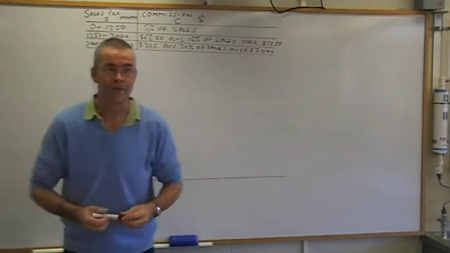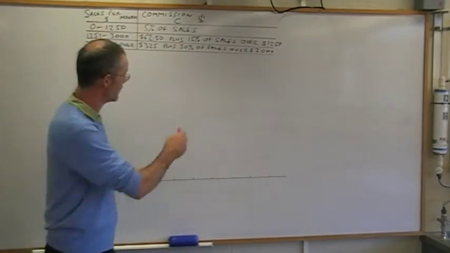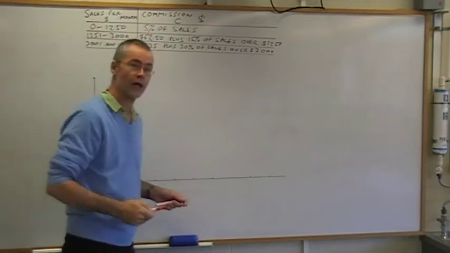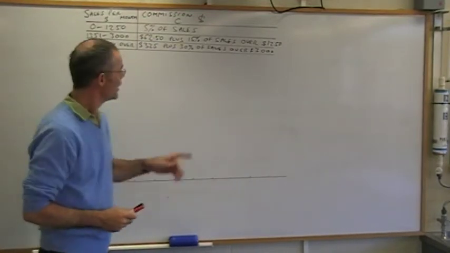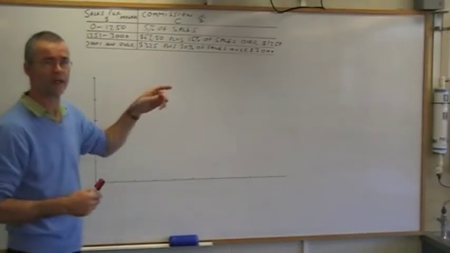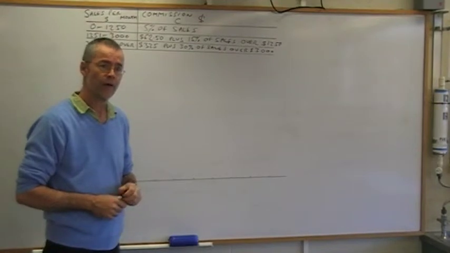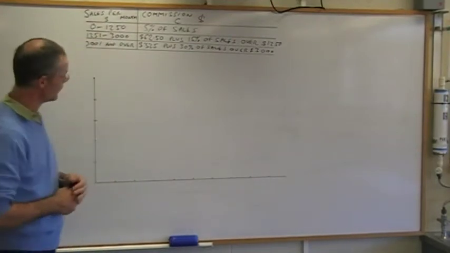Hello again. I'm going to draw one of those tax graphs where you get hits that start off and go up and up and up in straight line segments. This one I've got here is sales per monthly commission, but it's the same as that tax graph in its shape and stuff. Okay, here we go.